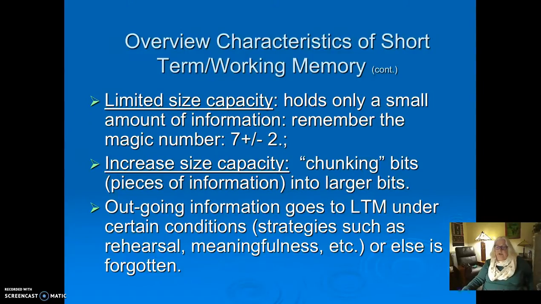So as you think about things, your job as a learner and your job as a teacher will be to help your students think about information in their working memory in a way that makes it meaningful and helps them store it in long-term memory so that they can retrieve it.